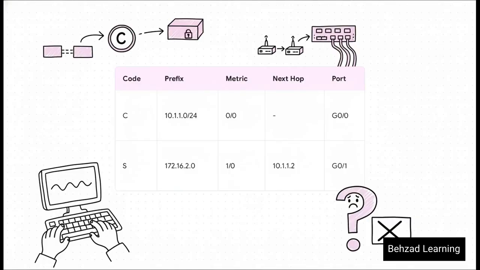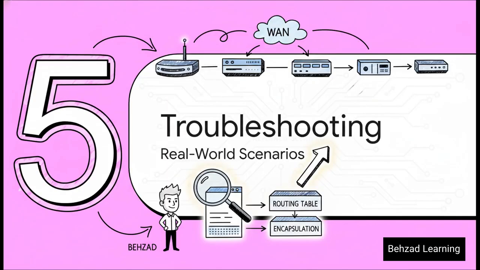When he types show IP route in the console, he gets hit with this structured table. Every single line is a route. That protocol code on the far left tells him how the router learned it, like a C for connected or an S for static. The prefix is the actual destination network subnet. The next hop IP is the IP of the neighbor router that's going to take the handoff, and the outgoing interface tells him literally which physical port on the back of the metal box the packet is going to shoot out of. So Behzad scans his table and boom, he realizes there is absolutely no entry for the branch office subnet. Let's bring it home with Section 5, Real-World Network Troubleshooting.